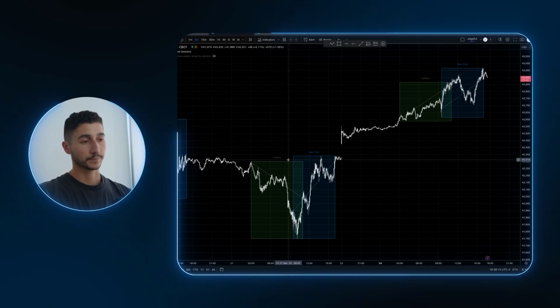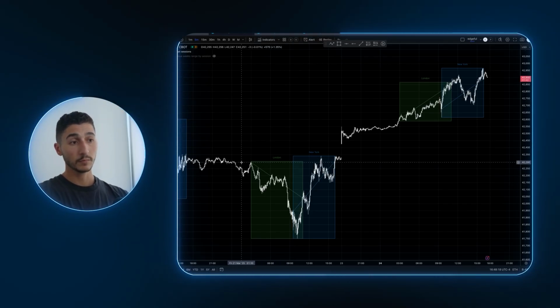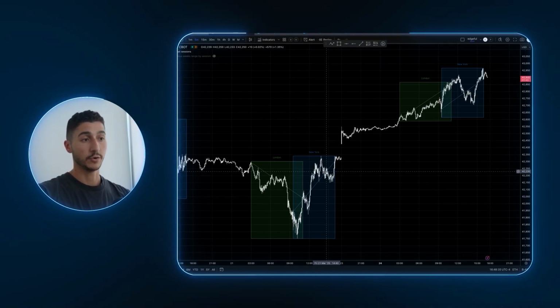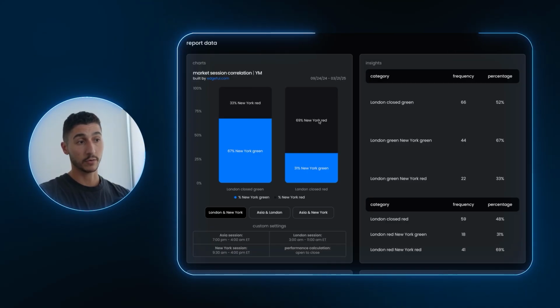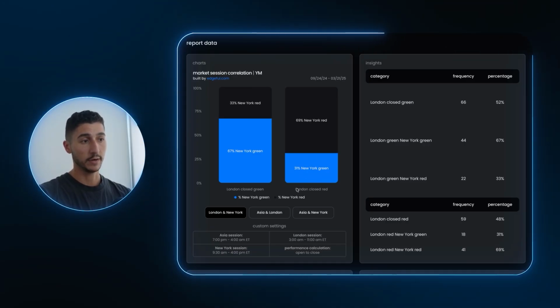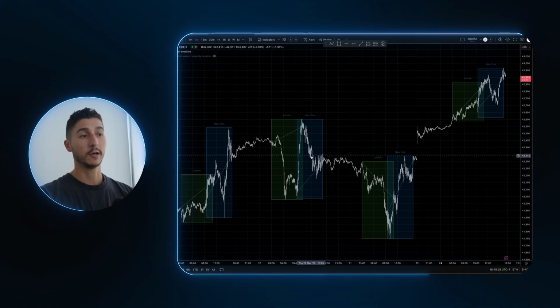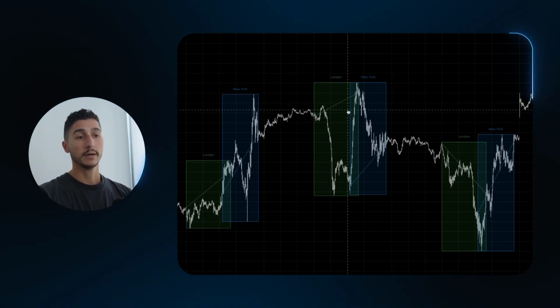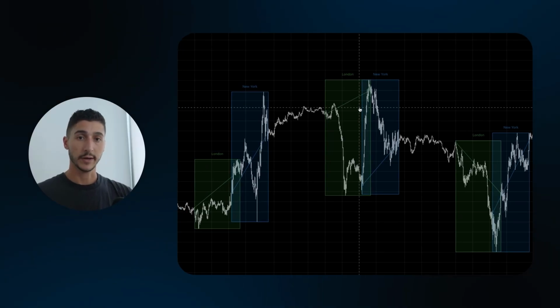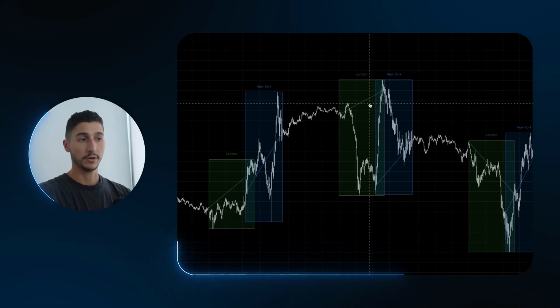Now, here's an example of London closing red and then New York closing green. That falls into this category here. London closed red, New York closes green. So this is something that can help you understand, based on what happened in the London range, what can I expect to happen in New York?